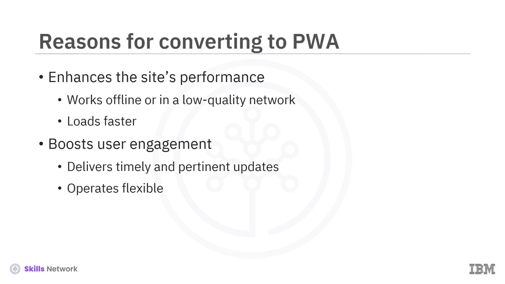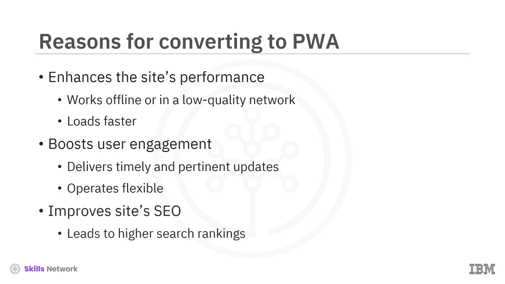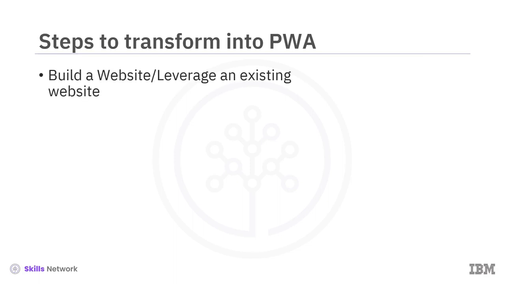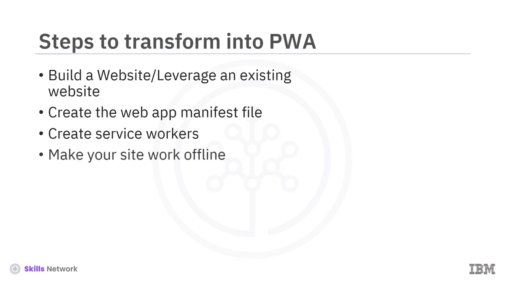Lastly, converting your website to PWA can also improve your website's search engine optimization, SEO, as it is supported by search engines such as Google and Bing. A website can be transformed into a PWA by adding features and altering code to make it behave like an app on mobile devices. The general steps to convert a website into a PWA are: build a website or leverage an existing website, create a web app manifest file, create service workers, make your site work offline, implement testing. Let us discuss each step in detail.